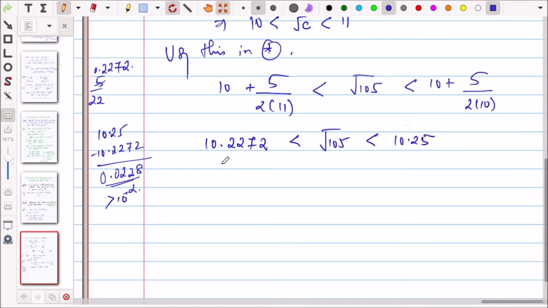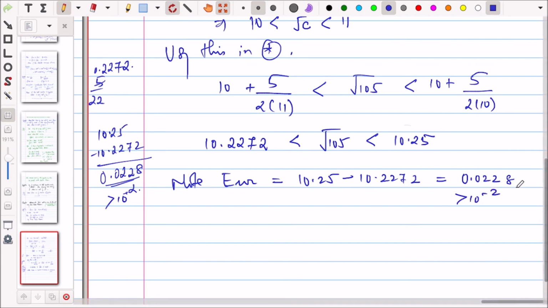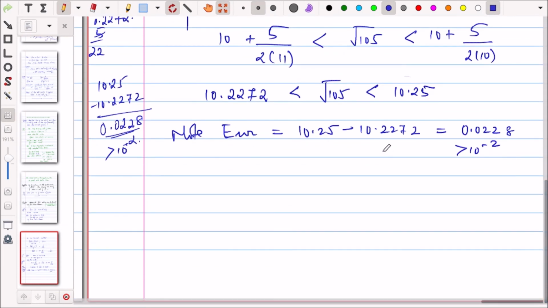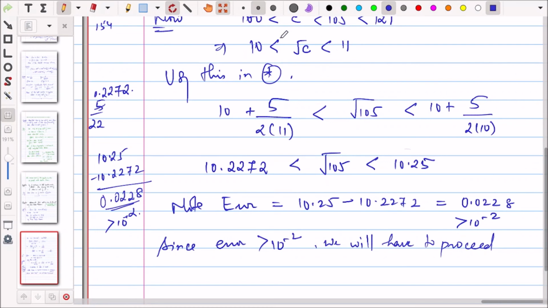Okay, so note error is equal to 10.25 minus 10.2272, क्योंकि इन दोनों के बीच में ये इसकी वैल्यू, तो एरर इतना है, सो दिस इज इक्वल टू कितना हो जाएगा, यस, दिस इज कमिंग आउट टू बी 0.228, राइट, which is greater than 10 to the power minus 2, but we needed error to be less than, since error is greater than 10 to the power minus 2, so we will have to proceed further. ठीक है, सो हमें इसको इम्प्रूव करना होगा, जो हमने यहाँ पे ये डिस्टेंस लिया था इसको इम्प्रूव करना होगा.